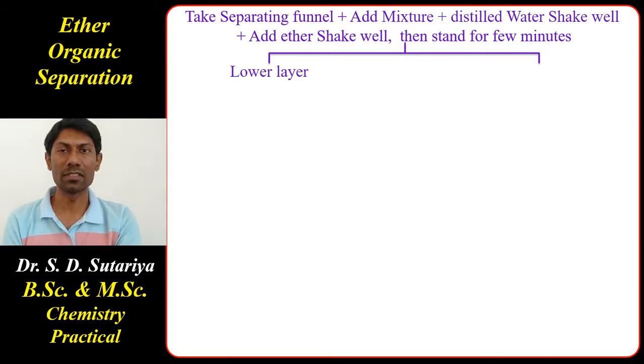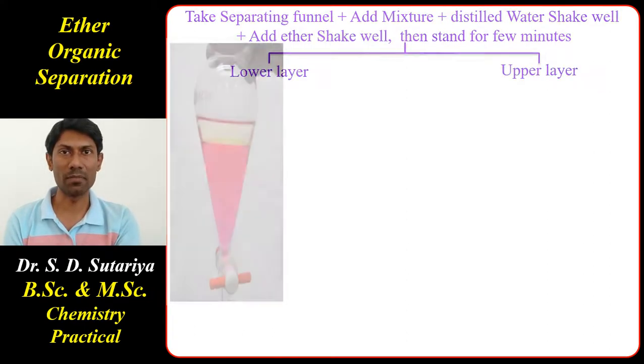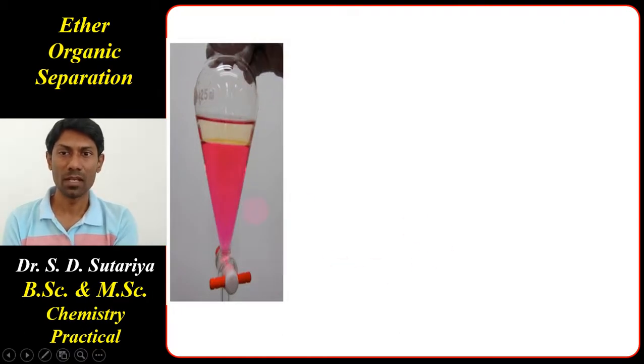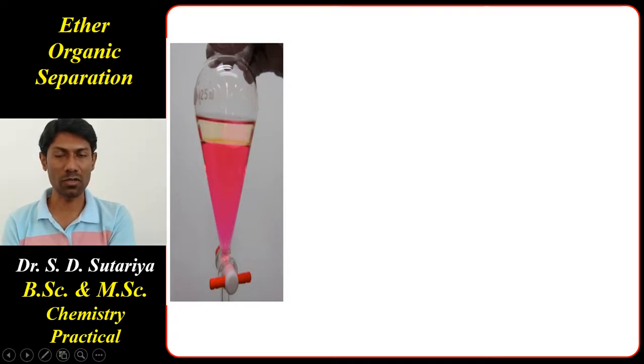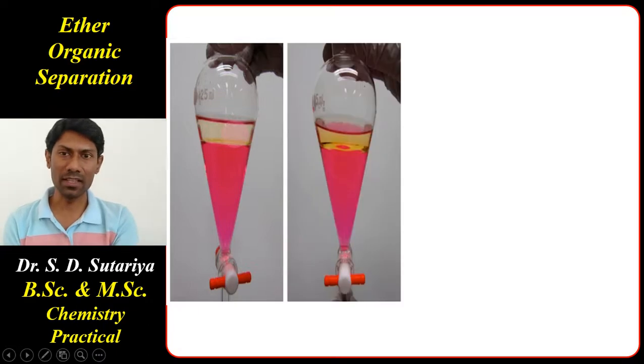After that, two layers are there, a lower layer and an upper layer. For example, look like that. This is the lower layer and this is the upper layer. The lower layer has color and the upper layer has no color, it is colorless. This is the first step, the mixture with ether, with no shaking yet, only addition and then shaking. Clear?